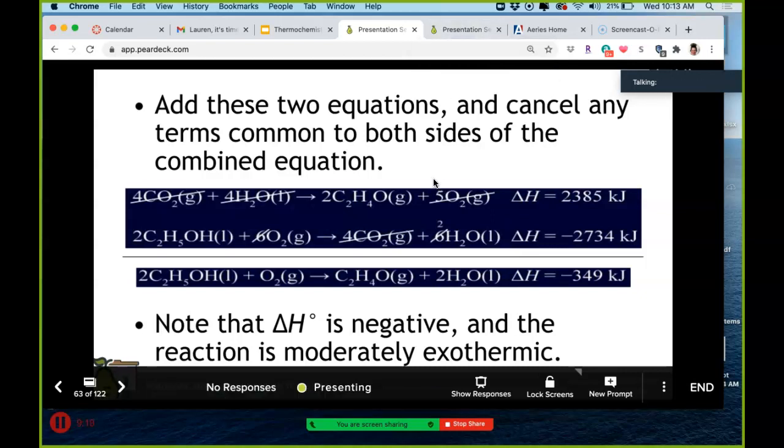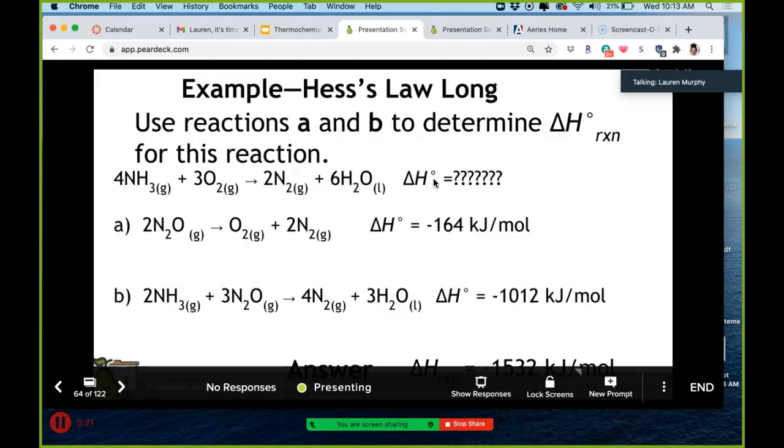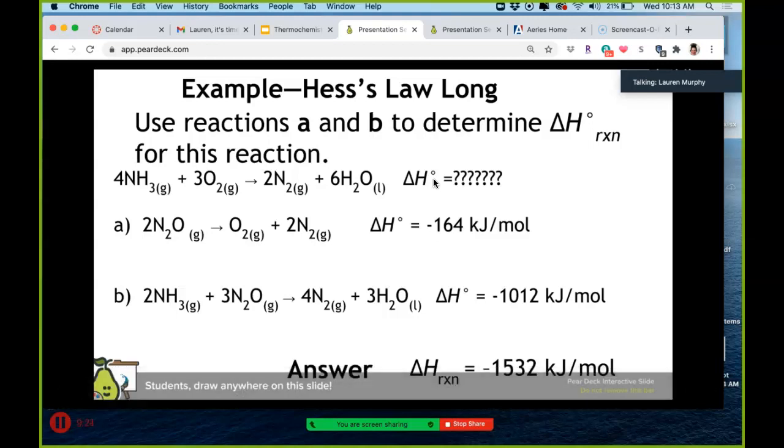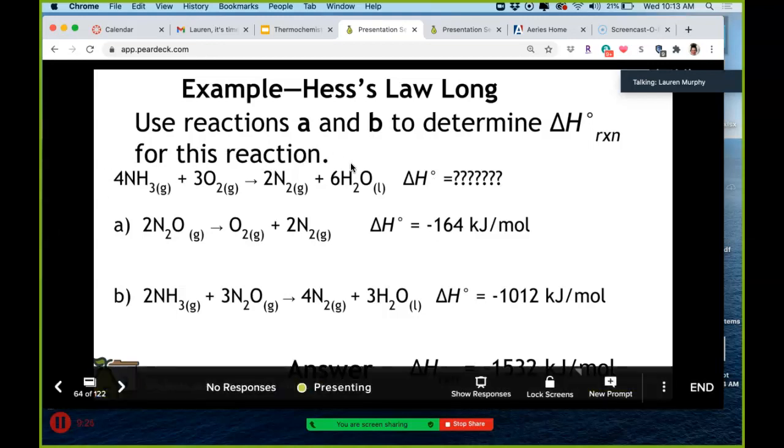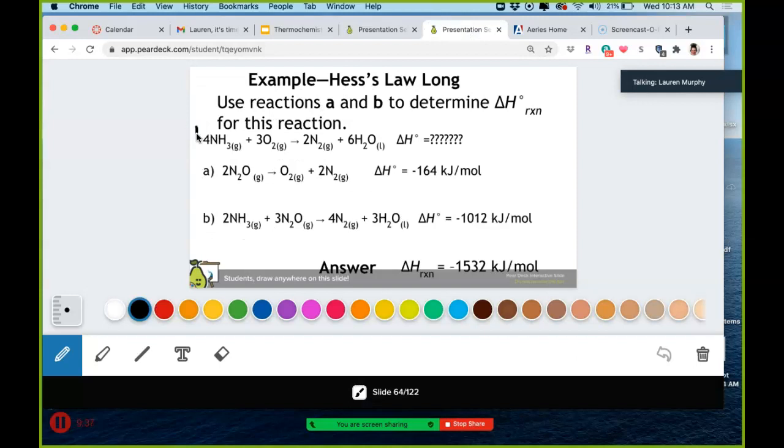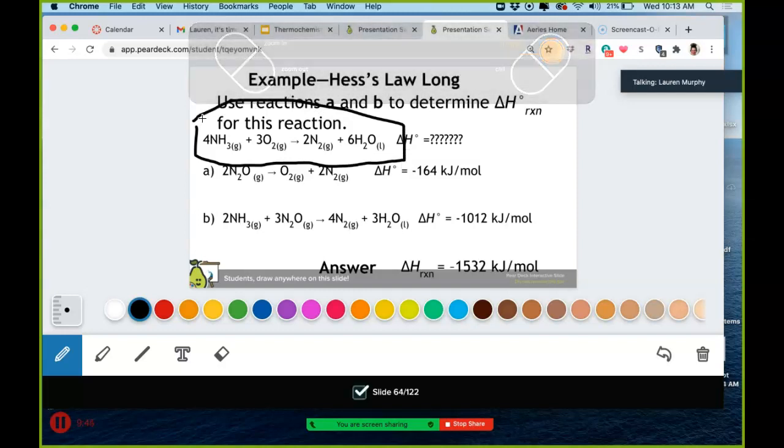All right, so here we go. So again, this is Hess's law the long way, where I give you a reaction right here, and I say, okay, what is this guy's delta H? I don't know it, so I'm going to take 2 different reactions, and I'm going to manipulate them to make them look like this reaction. And then I'll combine their delta H's. Sorry, I'm trying to make this better.